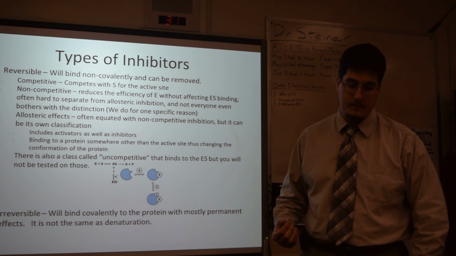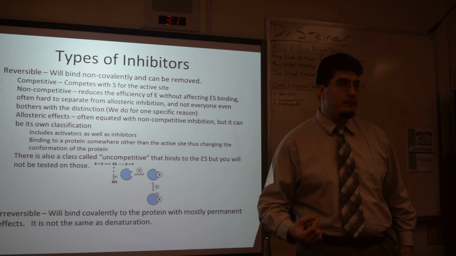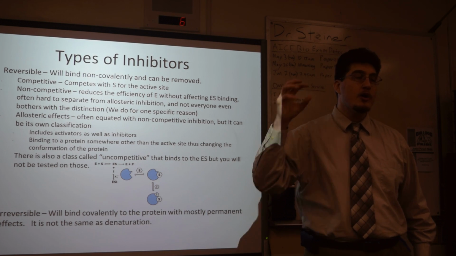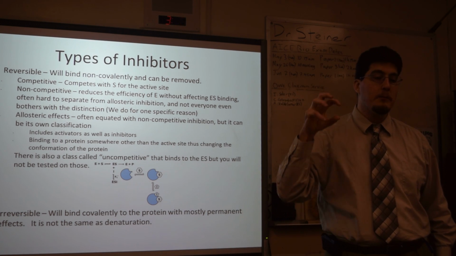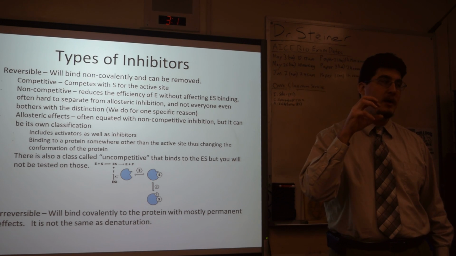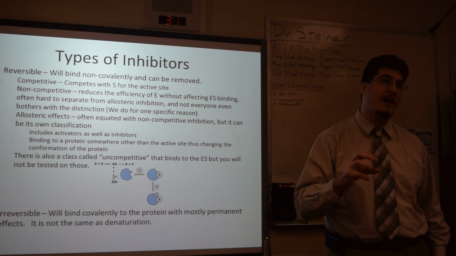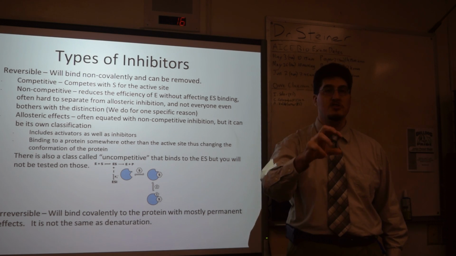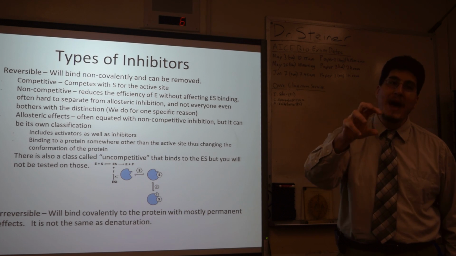That's denaturing. In irreversible inhibition, you bind another substance, an inhibitor, covalently to the protein, permanently altering its shape. You have not changed the shape of the protein by changing the environment. You have added something to it to change its shape and permanently bound that something.